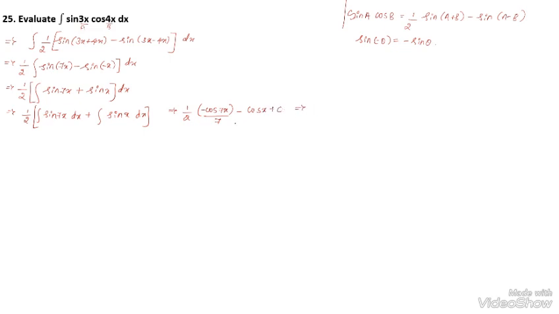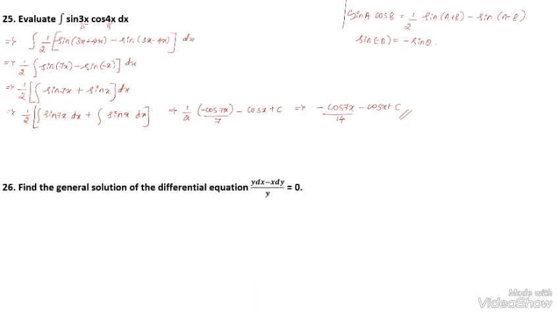Therefore, 2 into 7, 14. It is minus cos 7x divided by 14, minus cos x plus c. This is the solution of the integration of sin 3x into cos 4x dx. Now, let's move on to the next question.